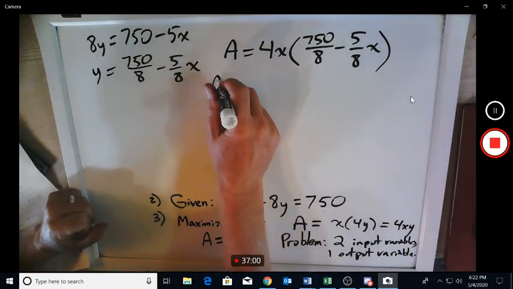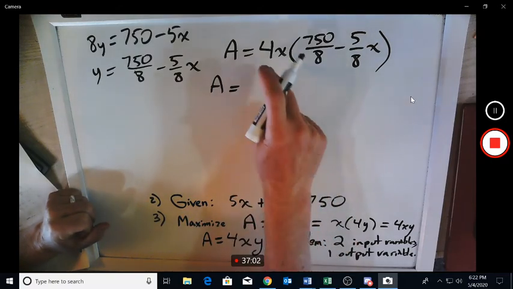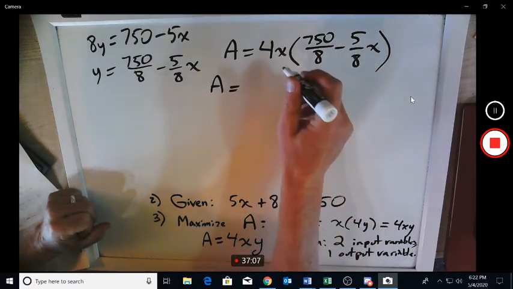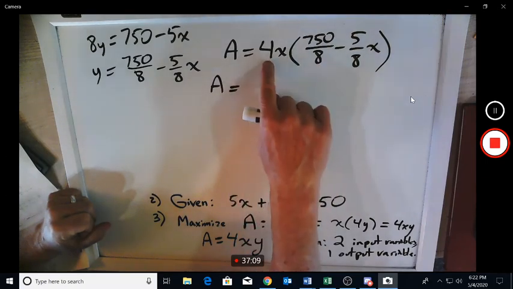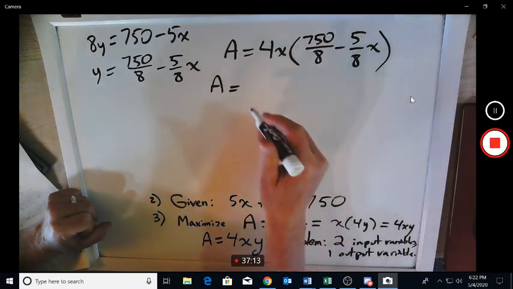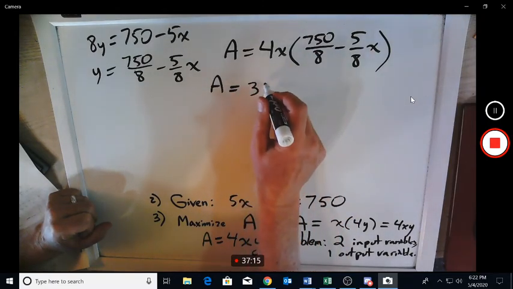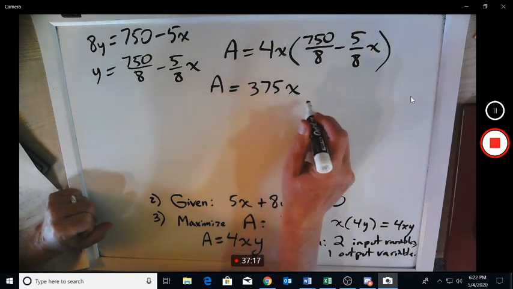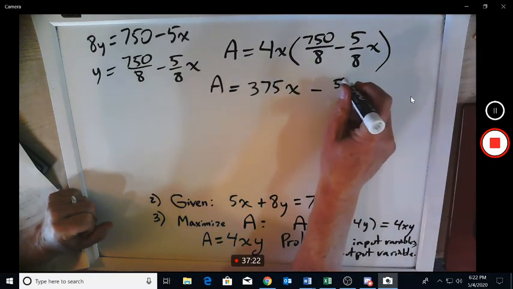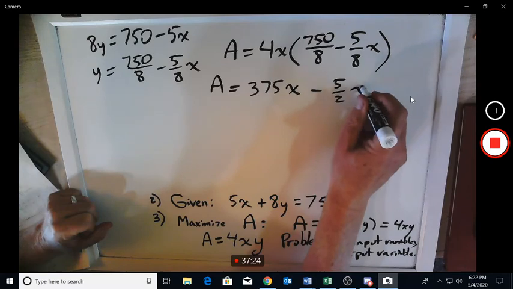Now let's multiply that out. 750 times, well, the 4 and the 8 are going to reduce, and so that's going to be a 2 on the bottom. And then the 2 goes into 750, 375x. And then the 4 and the 8 reduce, 5 halves x squared.